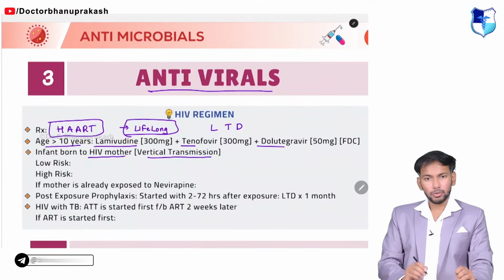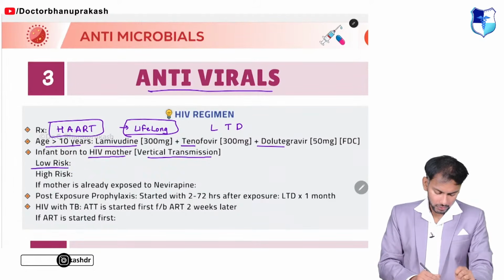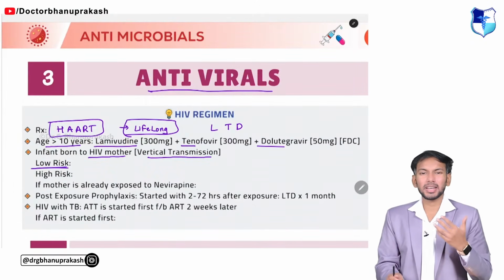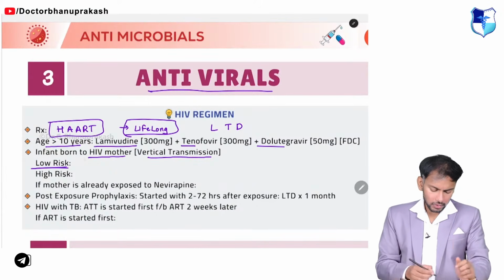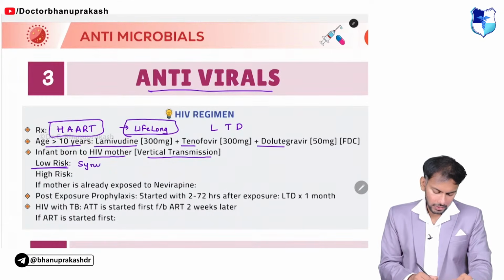Now, if an infant is born to an HIV mother, to prevent the perinatal transmission or vertical transmission, what drugs will you give? If a baby is at low risk, meaning the mother is already taking ART, so the baby is low risk of getting the HIV. So in this baby, you will give syrup nevirapine.